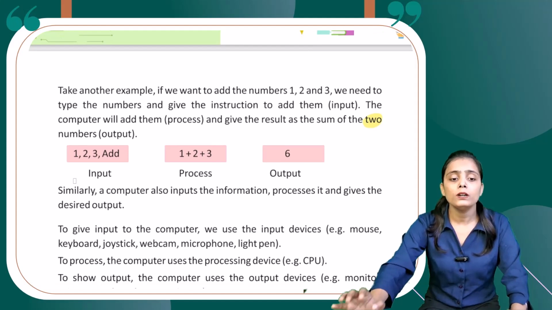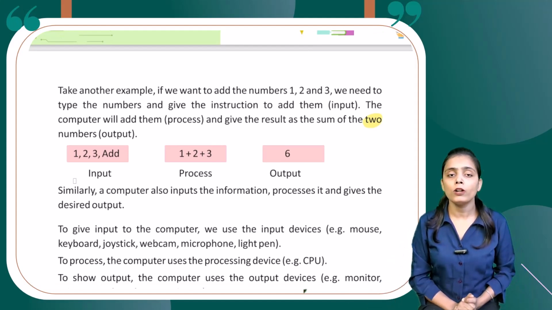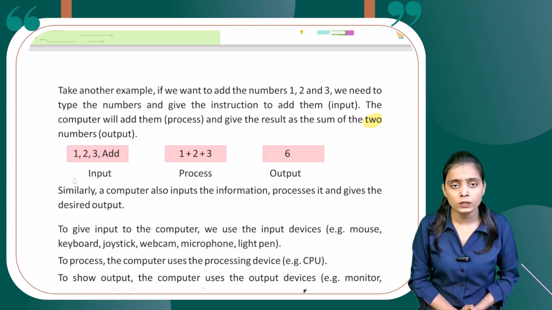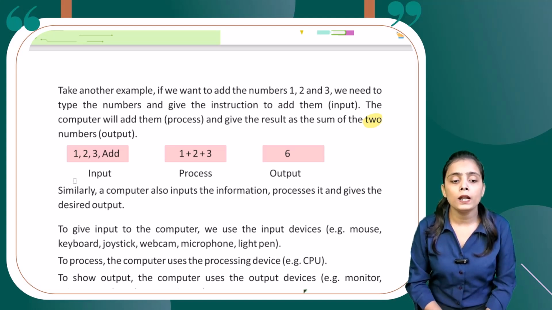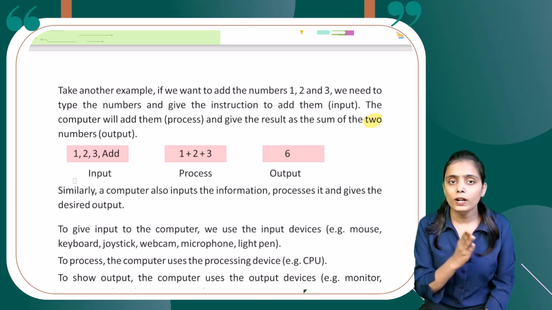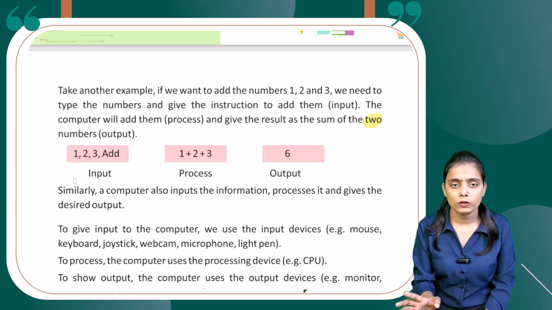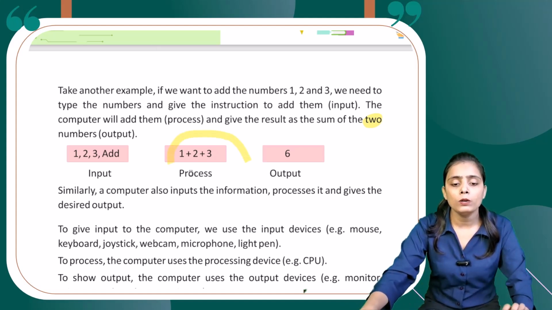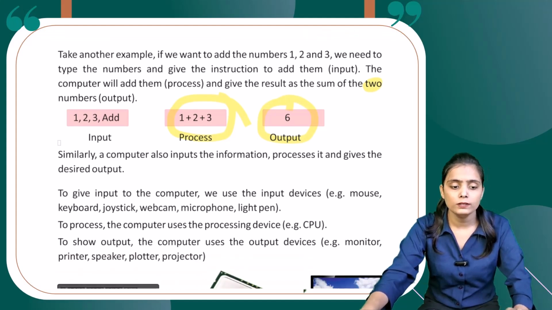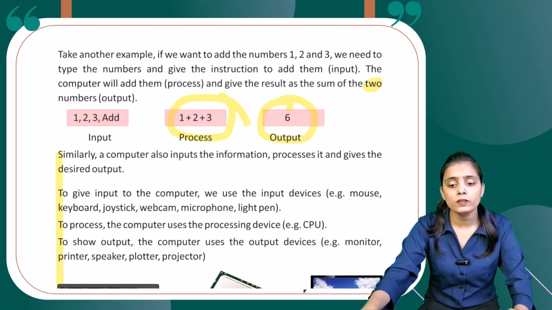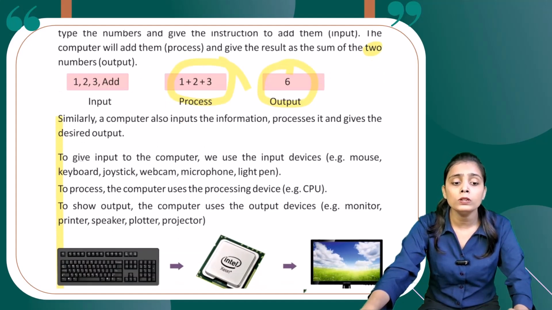Now students, now let's understand, you have already opened your application calculator. Now in the calculator, what do you have to do? Give input 1, 2, 3 and plus. Okay, so now what will the computer do? It will process it in this way and that will give you an output, that is 6. Similarly, a computer also inputs the information, processes it and gives the desired output.